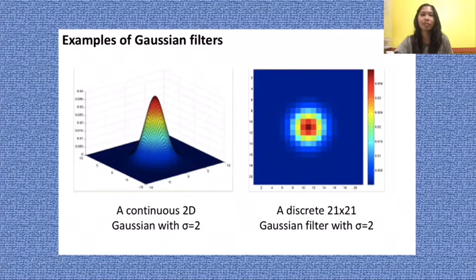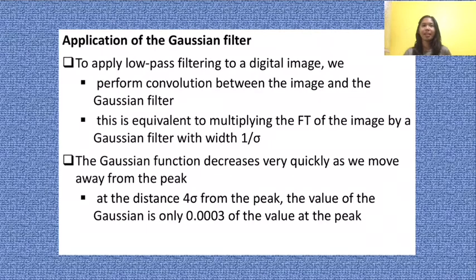Sample of Gaussian filters. The picture at the left is a continuous 2D Gaussian with standard deviation of 2. And the picture at the right is a discrete 21 by 21 Gaussian filter with standard deviation of 2. Application of the Gaussian filter. To apply low-pass filtering to a digital image, we perform convolution between the image and the Gaussian filter. This is equivalent to multiplying the FD of the image by a Gaussian filter with 1 over standard deviation.